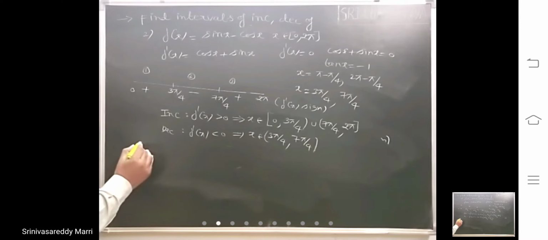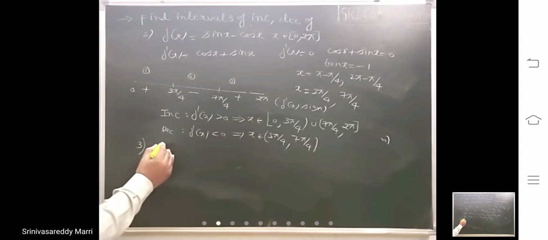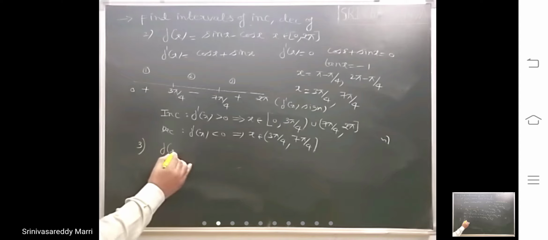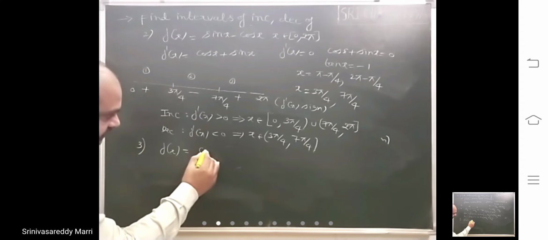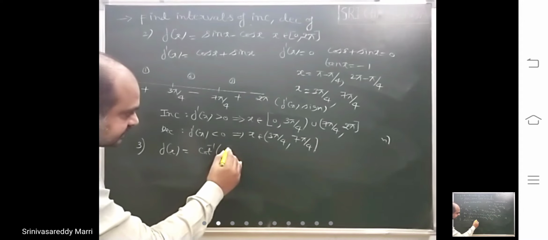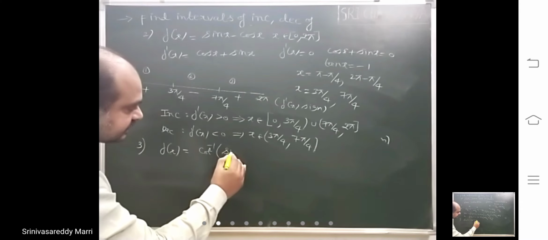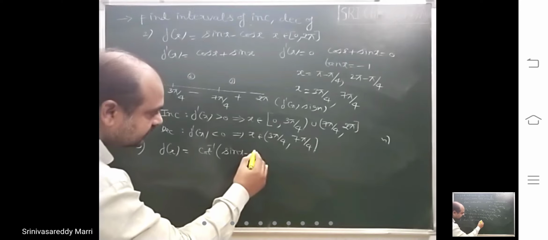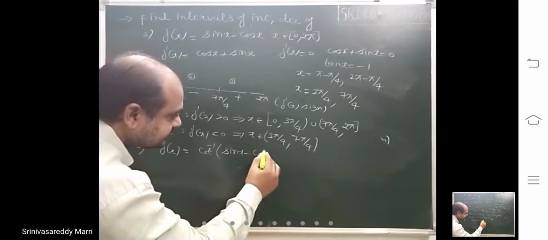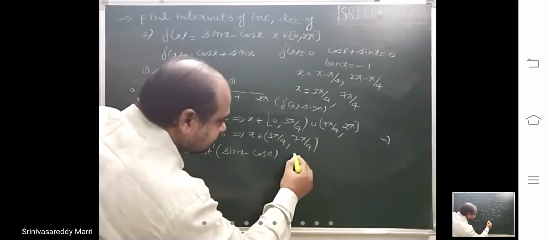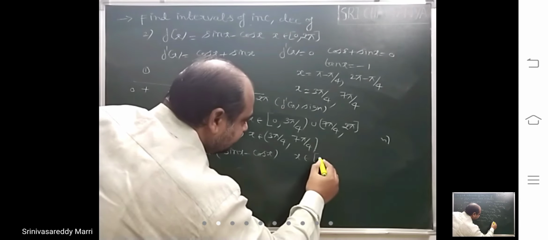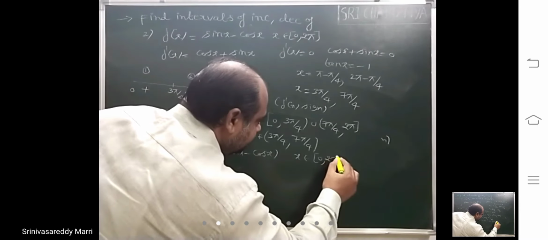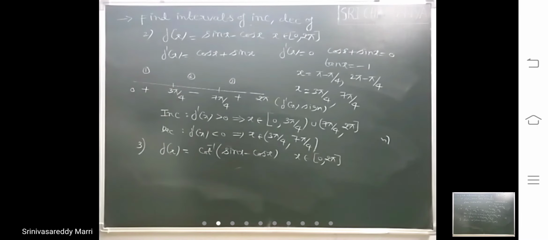Number 3, let us say third problem. Suppose it is given like this. F of x equals to cot inverse of sin x minus cos x in the interval 0 comma 2 pi. Where it increases, where it decreases, you have to write. Right, f of x is cot inverse sin x minus cos x.